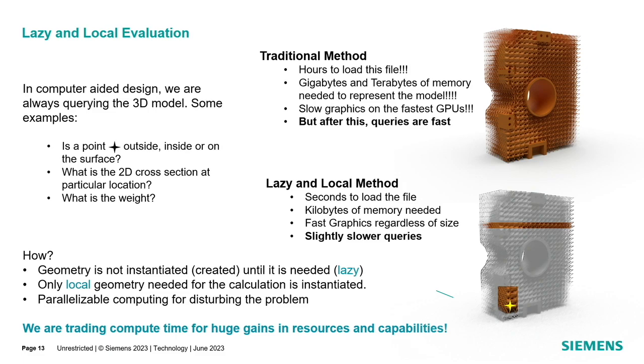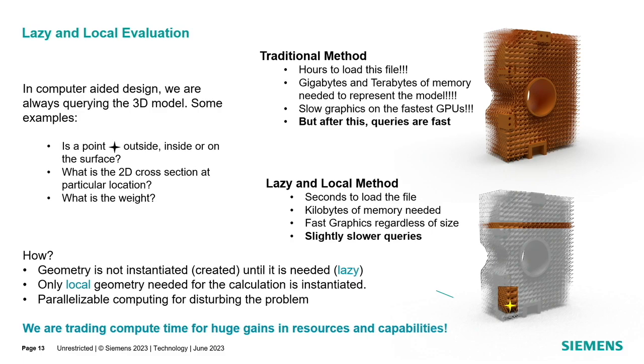But computers are getting so fast, it works pretty well. We also do it locally. So if you want to look at a slice of your part, we just need to instantiate enough of the geometry around that slice to do the slice. We don't need the whole darn part loaded into memory to do that. Now eventually we will. But it just works really well.